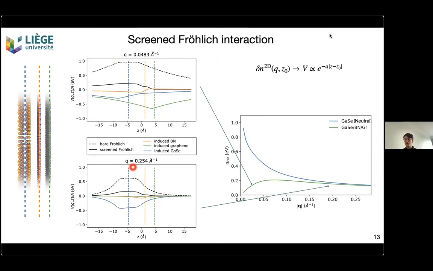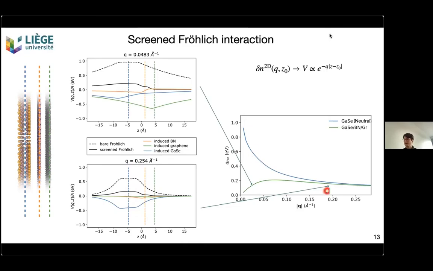Now, at larger momenta here, what happens is that the potential decays a bit faster in the out-of-plane direction. By the time it reaches graphene, it's much smaller, it's almost zero. And so the response induced by graphene is also very small. And what happens effectively is that gallium selenide takes care of most of the screening by itself. So we recover a situation that's similar to isolated single layer gallium selenide.